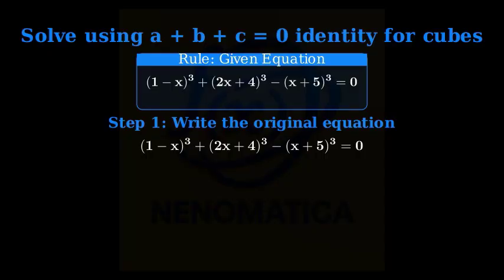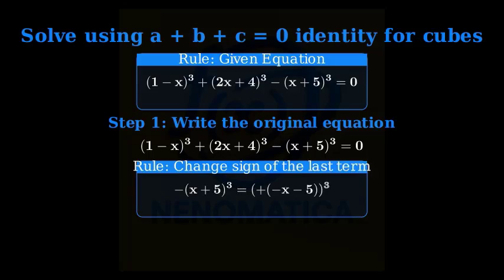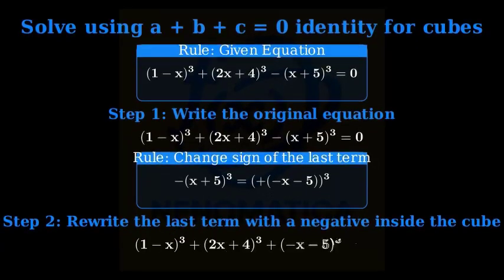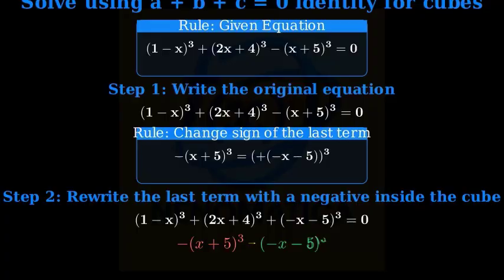Next, we move the negative sign inside the cube of the last term. The rule is negative (x plus 5) cubed equals (negative x minus 5) cubed. So the equation becomes (1 minus x) cubed plus (2x plus 4) cubed plus (negative x minus 5) cubed equals 0.